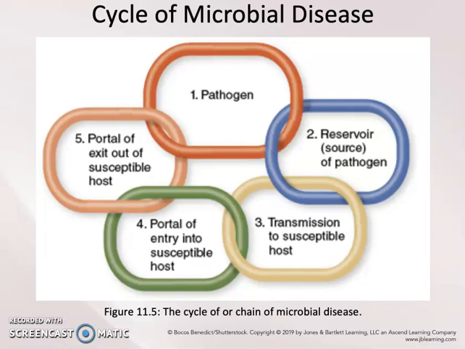Next, let's talk about the cycle of microbial disease in a population. It involves 5 basic concepts: the pathogen itself, the reservoir or source of the pathogen, transmission to susceptible hosts, the portal of entry into that host, and then how that microbe exits out of the host to spread to other hosts.